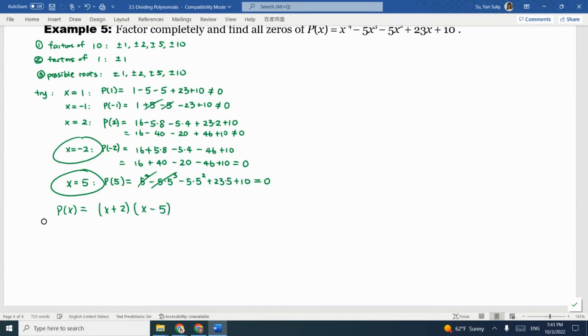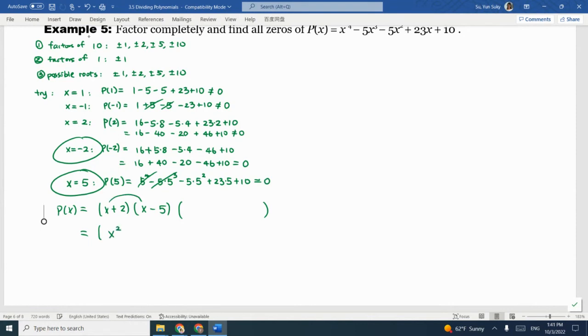-5. Right, everybody? So we will get P of x equals x plus 2 times x minus 5 times something. Okay, so how to figure out this something? One way is to figure out, okay, what is this guy? So this guy, let's distribute it.